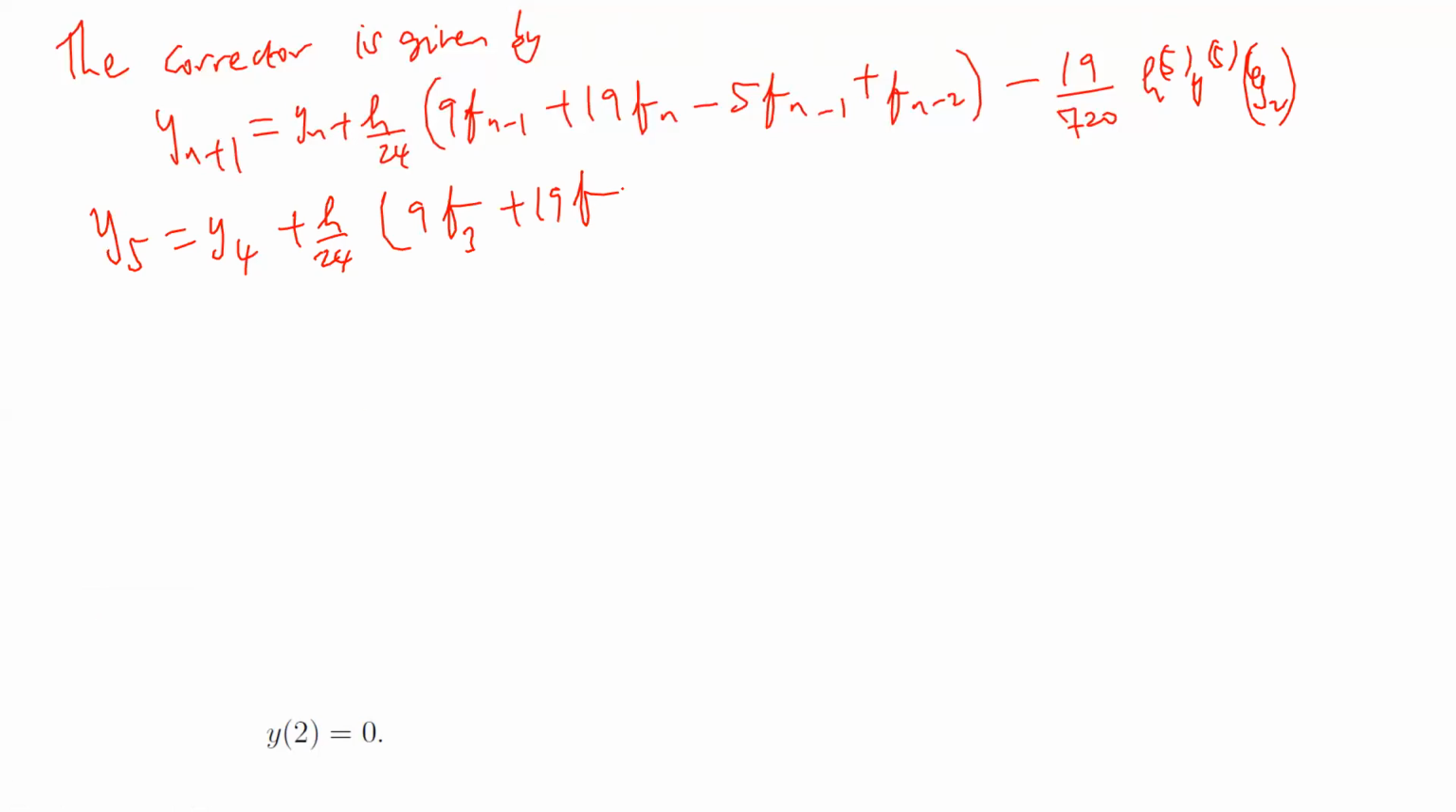Right, so we have 19 F4 minus 5 F3, F2. So we continue.